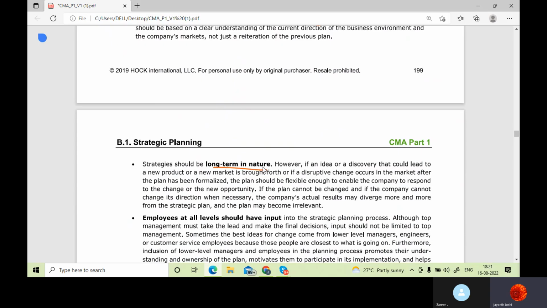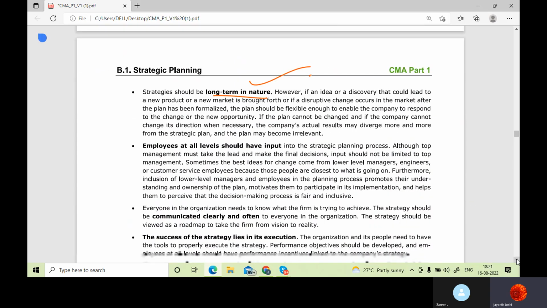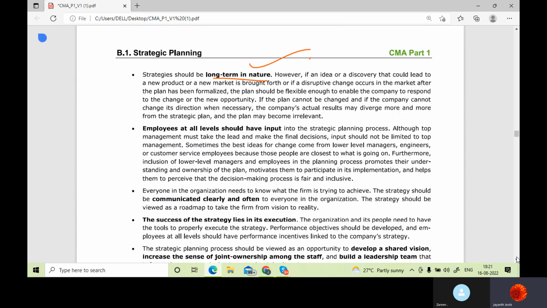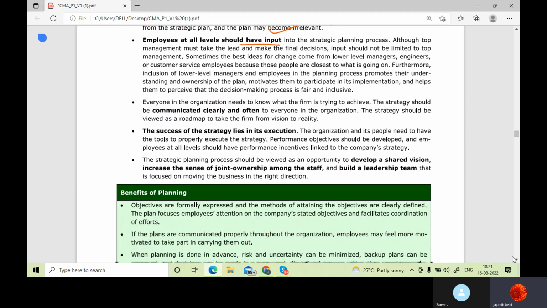Strategy should be long term in nature. It should be seeing the future, and shouldn't be for a very short span of time. It should be seeing a bigger picture and for a longer period of time. And employees at all levels should have input. Everyone should be aware of what is happening. It should be communicated to everyone.